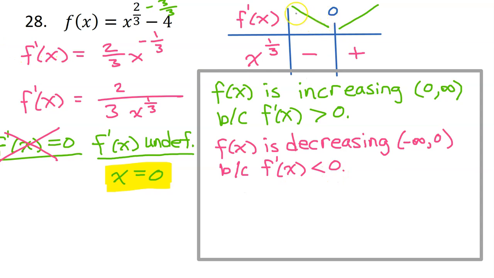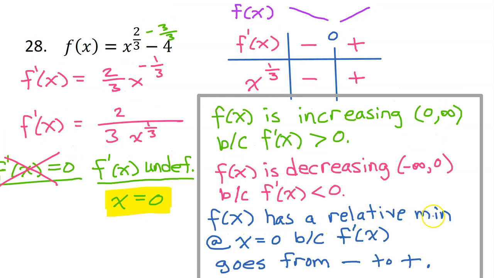In addition to that, we know that because f of x is decreasing and then increasing, there must be a relative min at x equals 0. Let's write that up. We say f of x has a relative min at x equals 0 because f prime goes from negative to positive. Notice in your justifications, they are all based on f prime. F prime is positive. F prime is negative. F prime goes from positive to negative. Make sure you are basing all of your justifications on f prime here.